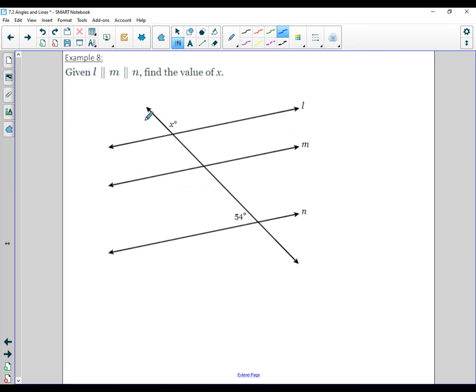Just because there's 3 lines, there's no need to freak out. All the same rules still apply. Given L is parallel to M is parallel to N, find the value of x. Well, again, we know 54. The corresponding angle up here is here, so that's 54 degrees. And then we know that this whole line has to be 180 degrees. So x has to be what we need to add to 54 to get 180, and that's going to be 126 degrees, right? And the way to get that for sure is you could do 180 minus 54. 180 minus 50 is 130. Minus 4 is 126. Right.